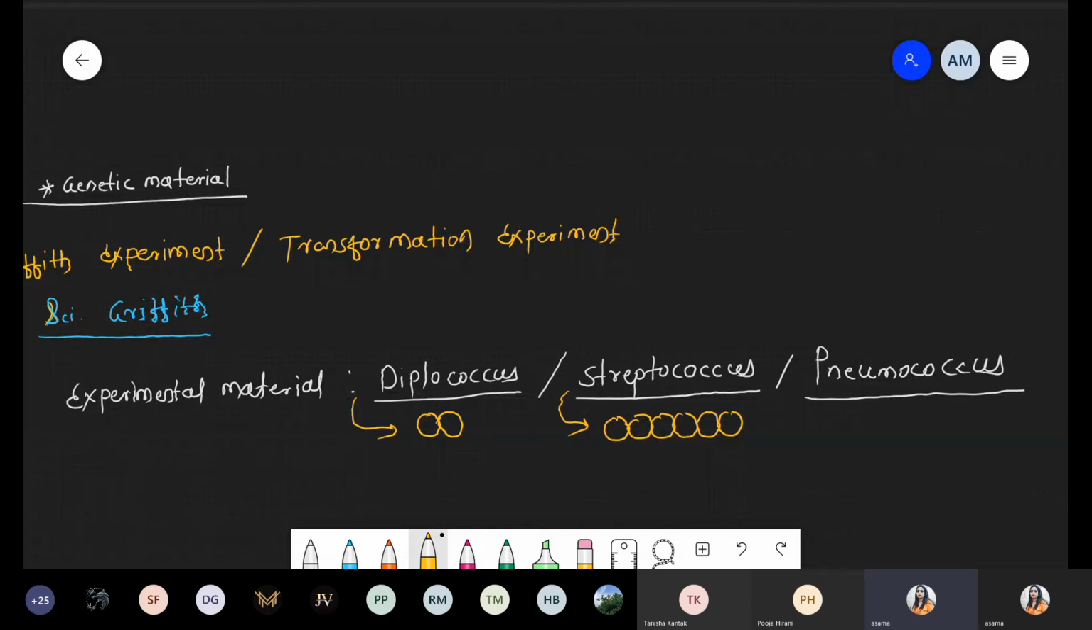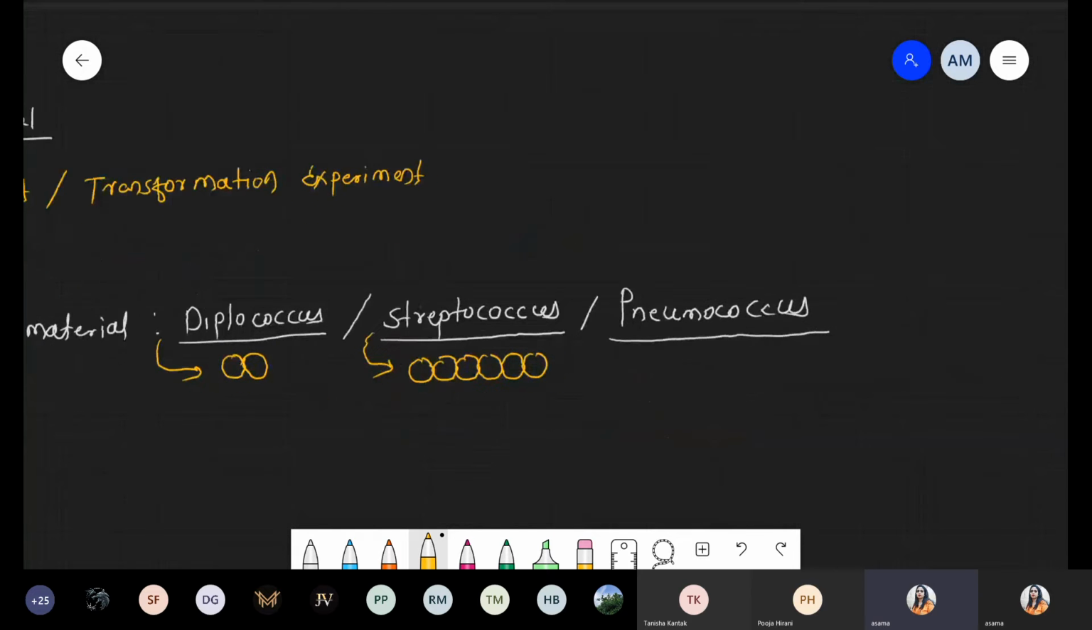Now the cocci structure is present, but the cocci are fused with each other. Diplo, two cocci are present. That is why it is called diplo. What is the meaning of strepto? A linear chain of cocci. So that's why it is called streptococci. So all three options are correct: you can say diplococcus, you can say streptococcus, or you can say pneumococcus.